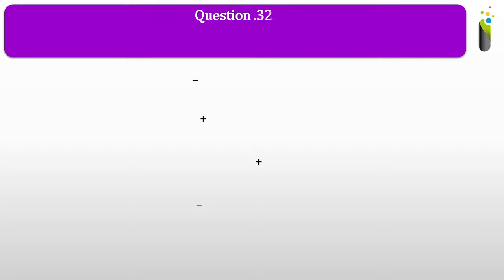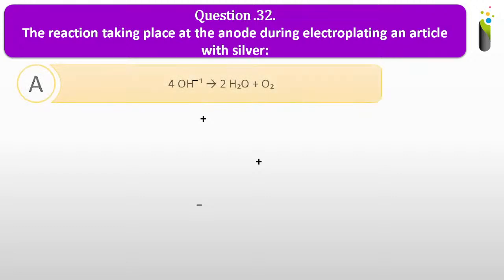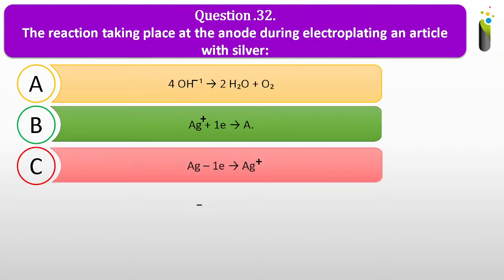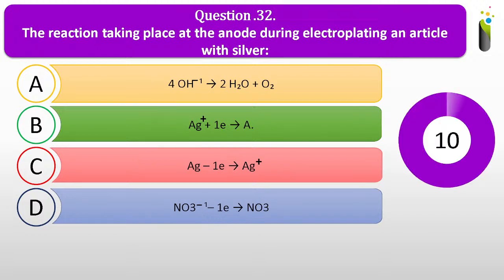Coming to the next question, number 32. The reaction taking place at the anode during electroplating an article with silver is dash. A. 4OH⁻ gives you 2H2O plus O2. B. Ag plus 1 electron gives you Ag⁻. C. Ag minus 1 electron gives you Ag⁺. D. NO3⁻ minus 1 electron gives you NO3.